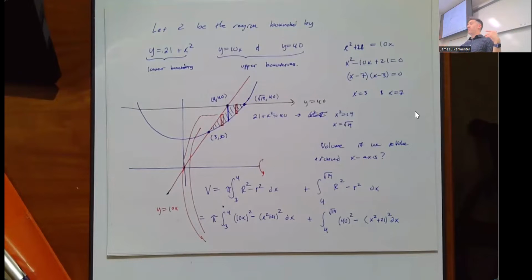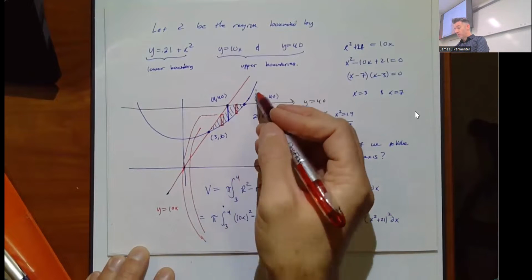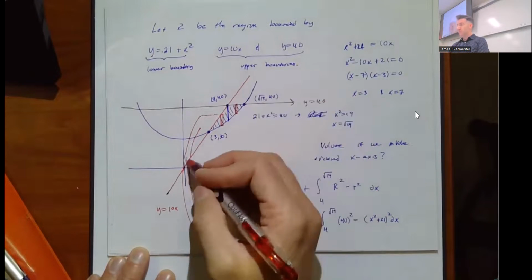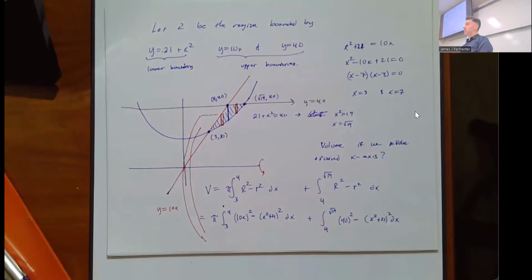Now I will say if we were going around the y-axis here, we could totally do it with one integral, because using a horizontal cross section, the right function would always be this, the left function would always be this. But that's not what they asked us to do.